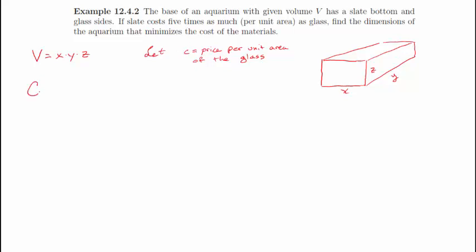So my total cost, let's use capital T so I'm not mixing up capital C's and little c's. So my total cost is going to be, well, okay, the slate is going to have an area of x times y.